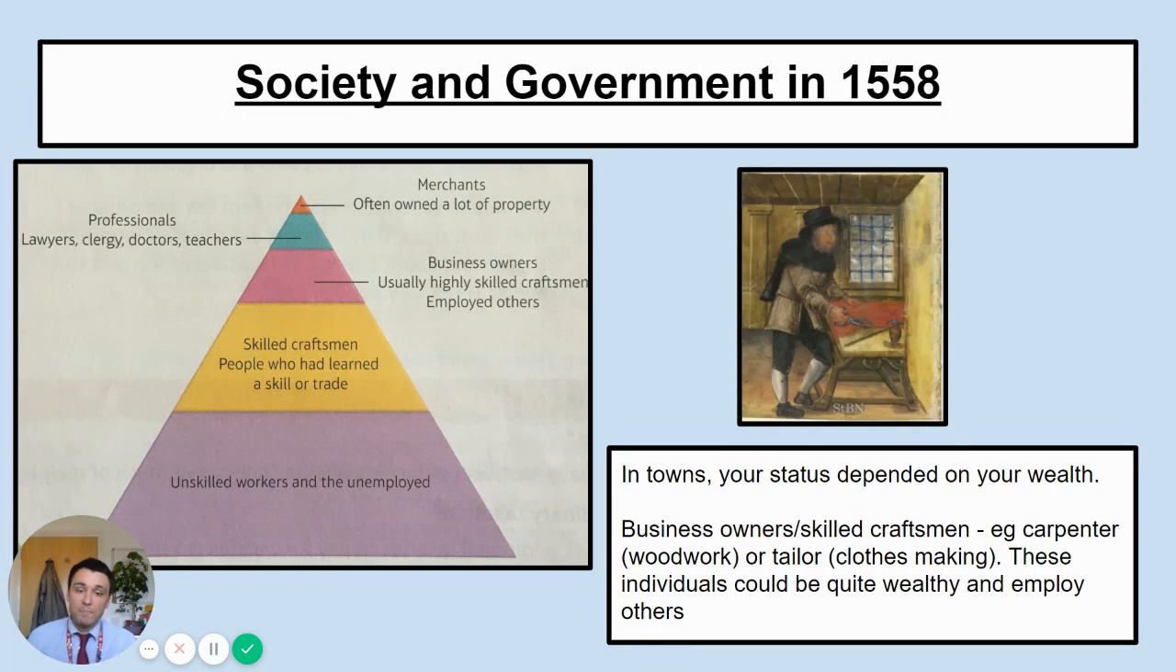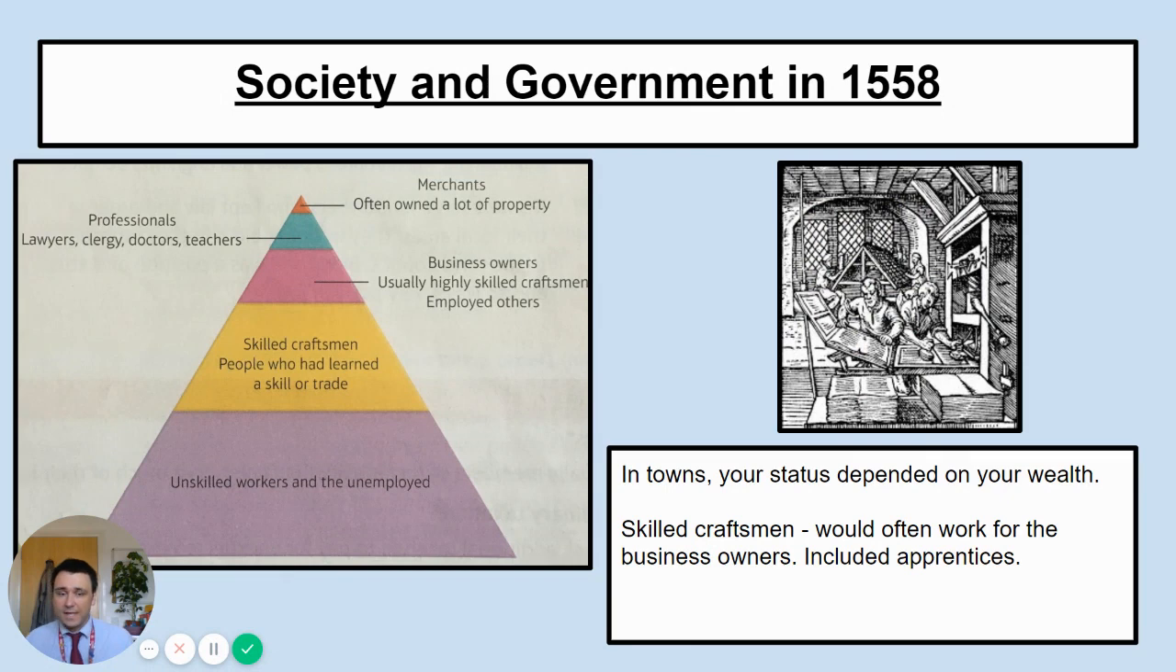Next up, we've got business owners and skilled craftsmen, people like carpenters who make things out of wood, or tailors, people who make things out of clothing, like we can see in the picture there. I'm not quite sure why the face has been blurred to conceal this person's identity. But these individuals could be quite wealthy. They would also employ people to work for them as well, to build these businesses up.